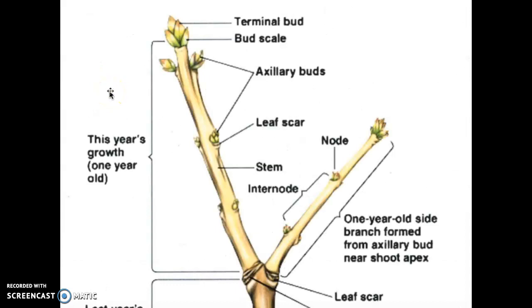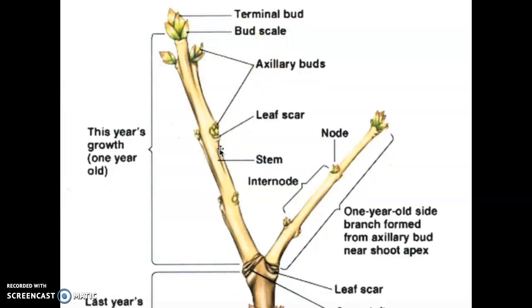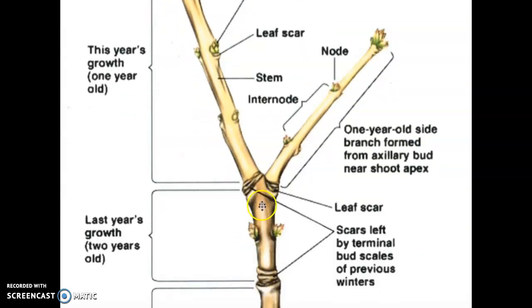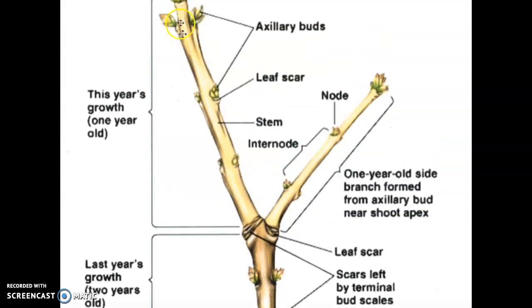Here's a little more detailed drawing, and all of this is available in Schoology, and I'll explain that in our daily schedule. But you've got your terminal bud. Terminal means end. You've got your bud scale again, axillary buds, leaf scars from last year, and then this one is really cool. This right down here, this is a leaf scar. So this was last year where the terminal bud was. Okay, and so this here is a year's growth, and this right here is one year's growth.